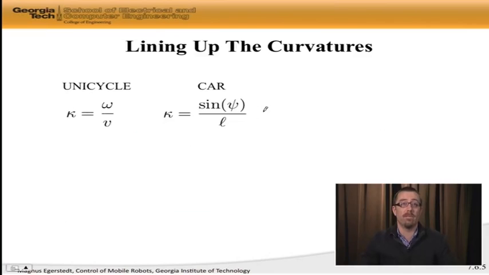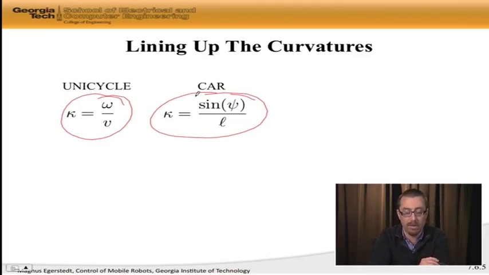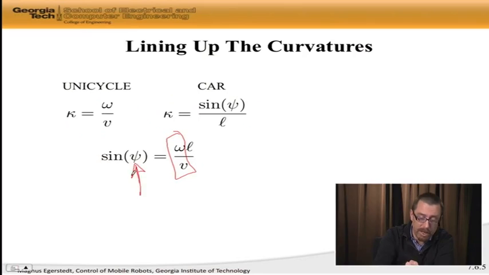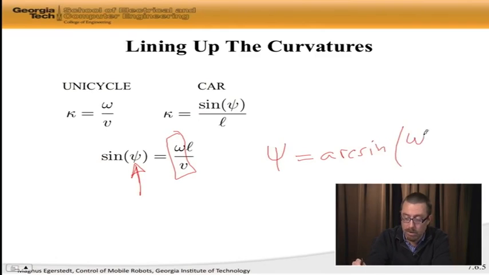Okay, then we have curvature for the unicycle, this thing. Curvature for the car, that thing. Well, we just put them equal, right? Why not? If we put them equal, then we immediately get that sine psi should be equal to omega L over V. So this is the steering angle. If I have a unicycle that's driving at omega and V, then this is what the steering angle should be to get the same behavior out. Which also means that my psi should be arc sine of omega L over V.